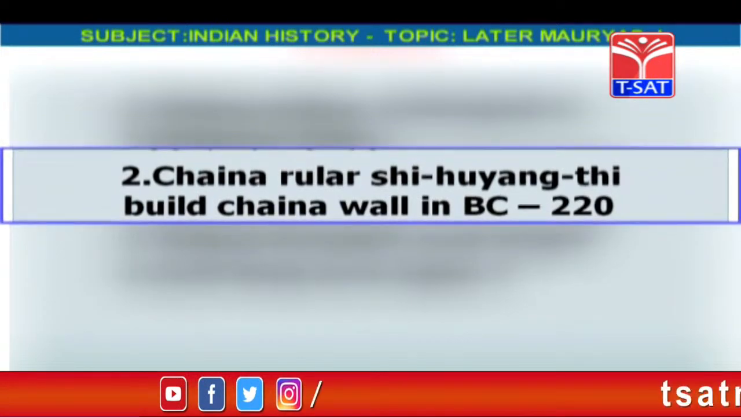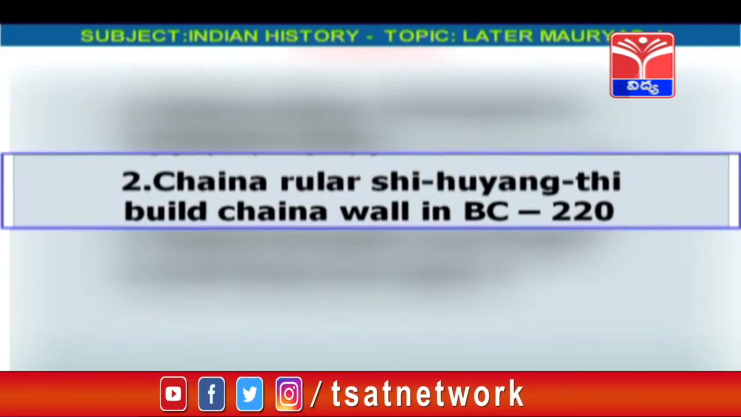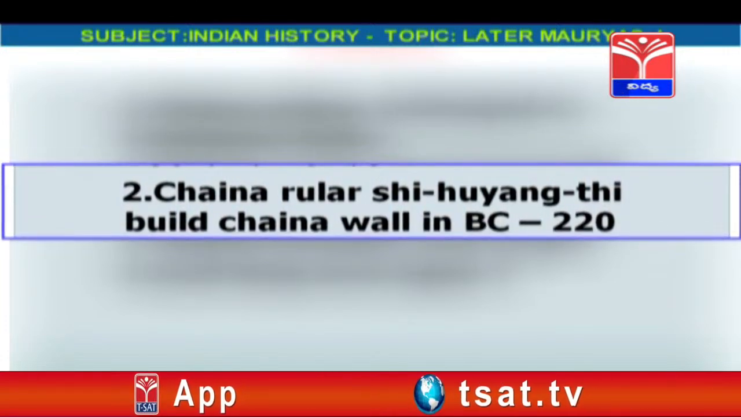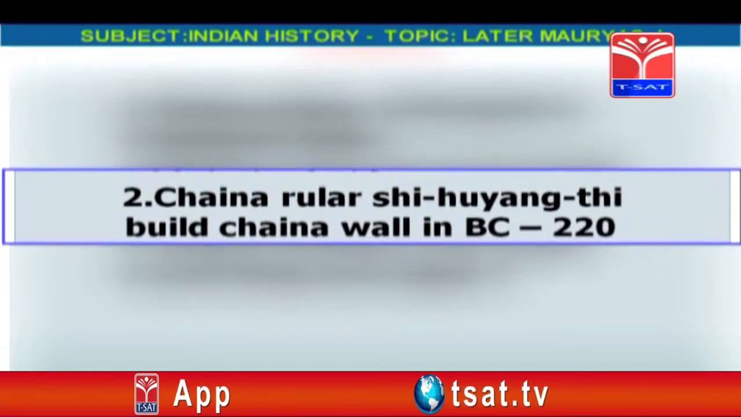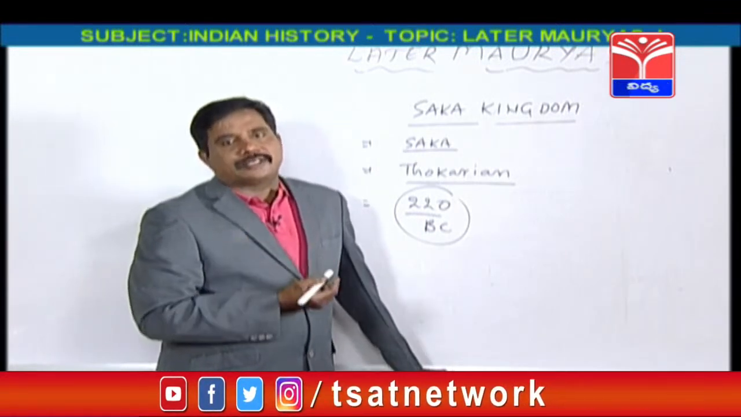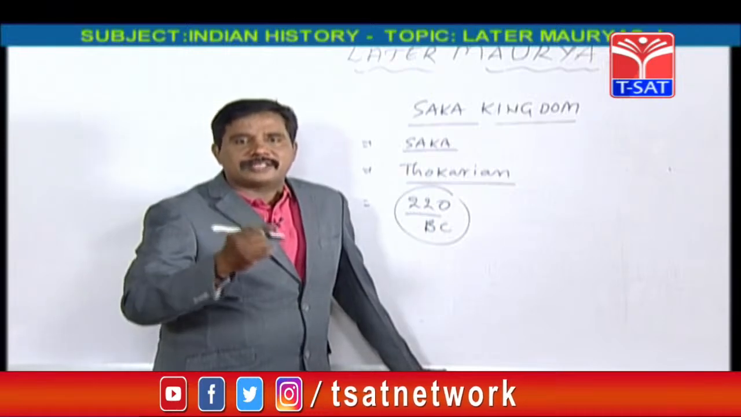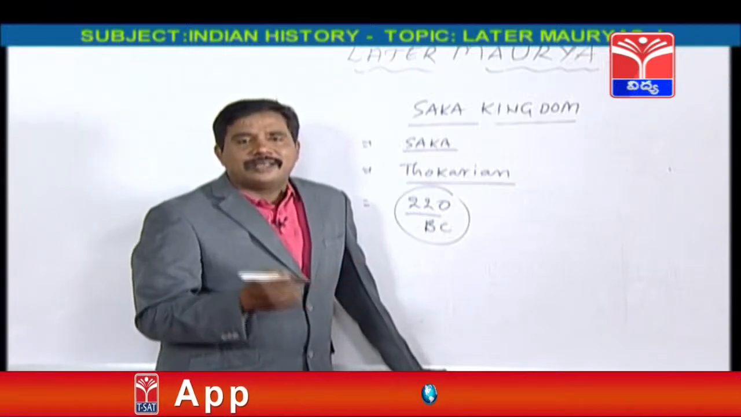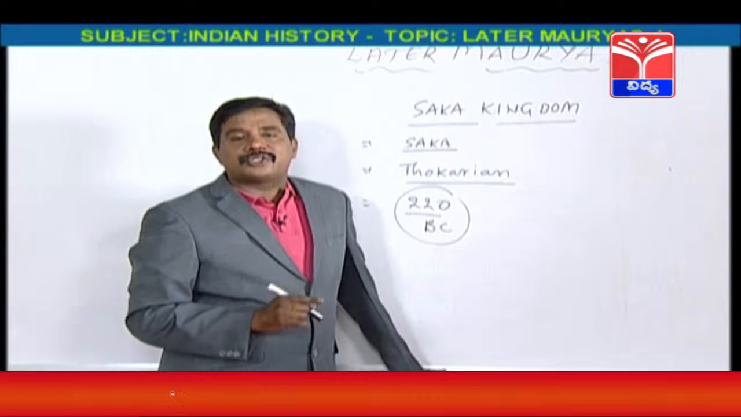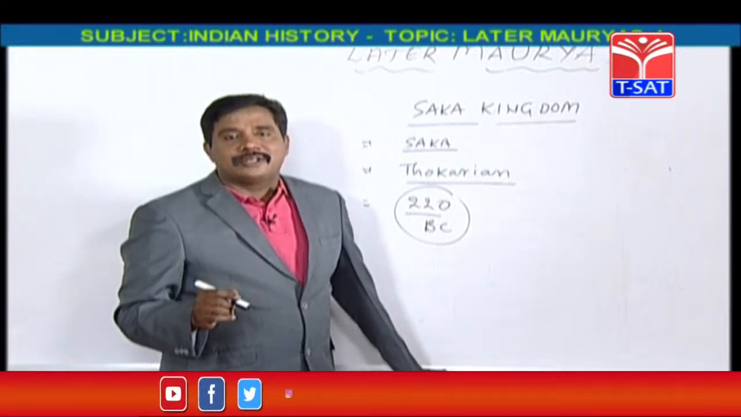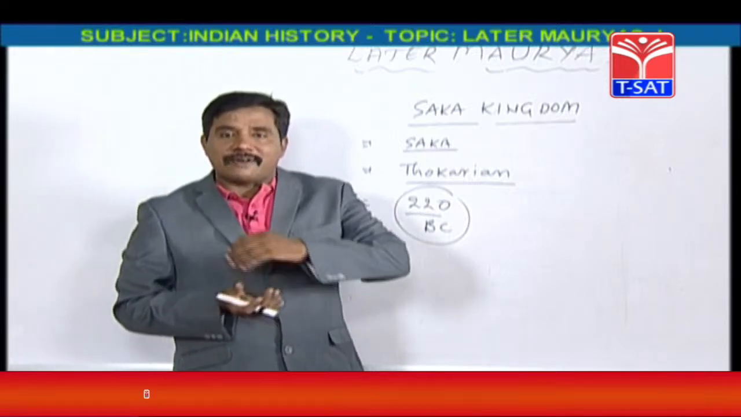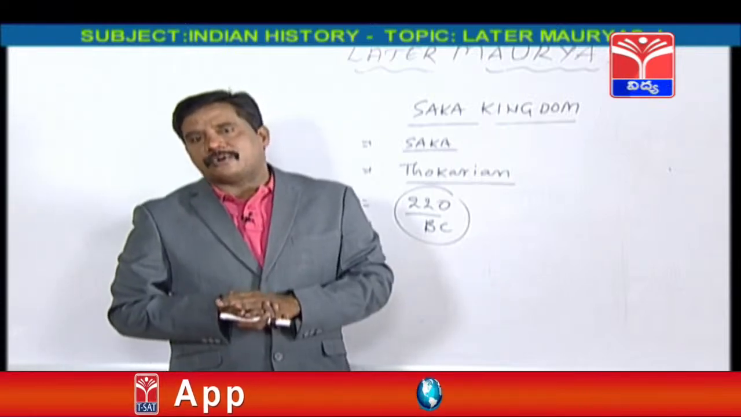But in 220 BC, the Chinese ruler Shi Huangdi built the Great Wall of China because of the threat from the Shakas. To protect Chinese villages and areas, he built the wall in 220 BC. From that day onwards, there was a survival problem for the Shakas. That's why they wanted to move towards India.